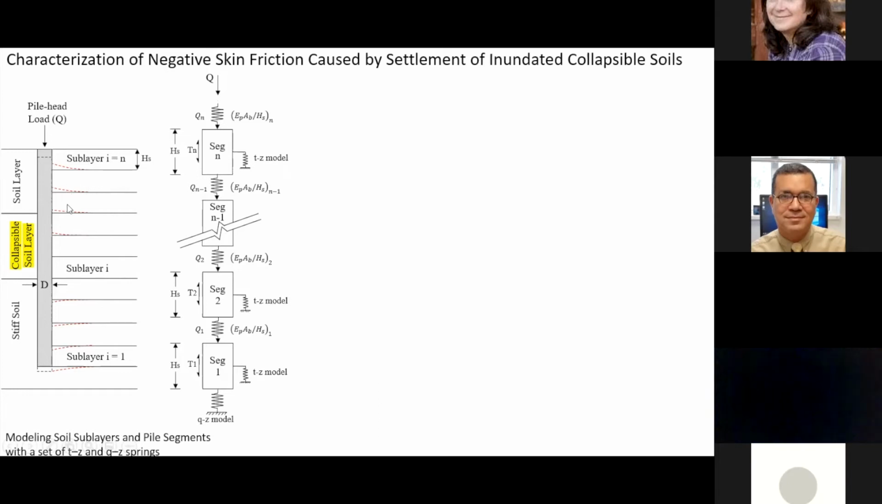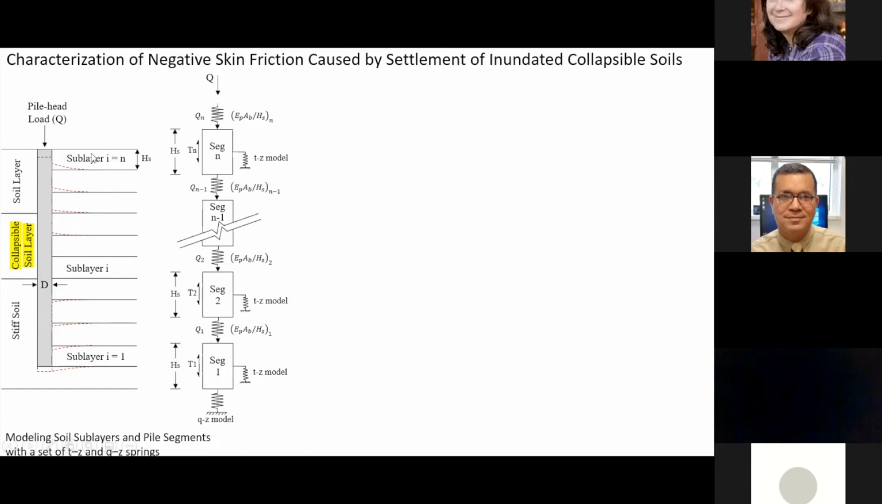Okay, what is that? Look here at this model. If you have a kind of collapsible soil layer here, and you have overlaying soil over there, and we have the pile there, and we have a stiff soil there, and we have axial load acting on the pile. Look here. This is a kind of collapsible soil that's going to be inundated and settle, taking the overlaying soil layer down with it. So in this case, I'm dividing the soil layer into sublayers, and also the pile. I'm dividing the pile into small segments equal to the thickness of each sublayer.